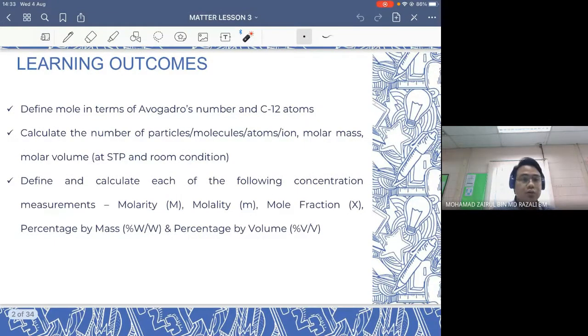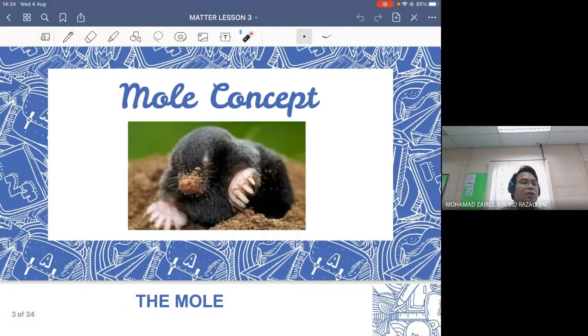So yang the first two learning outcomes ni kita buat ringkas je. Okay, awak pun dah tahu. Okay, and the third one yang kita akan fokus hari ni. Macam mana nak kira different expression for concentration. And also we're going to learn about dilution hari ni. Kita akan cover pasal dilution dah. Okay, so we're going to start with the mole concept.